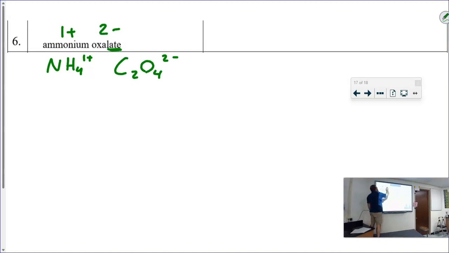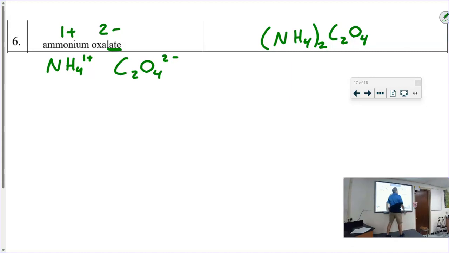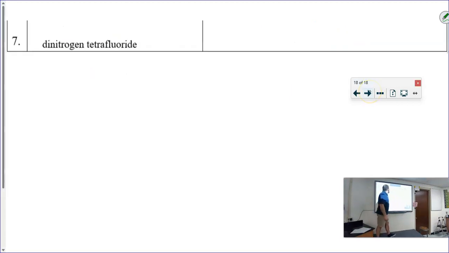So I have a 1+ ammonium and a 2- oxalate. I've got to combine these 2 pieces to get to 0. Oops, I'm sorry. I need 2 of those ammoniums and just 1 of the oxalates. So NH4 in parentheses with a little subscript 2 for 2 of them, and C2O4 is what I'm looking for.